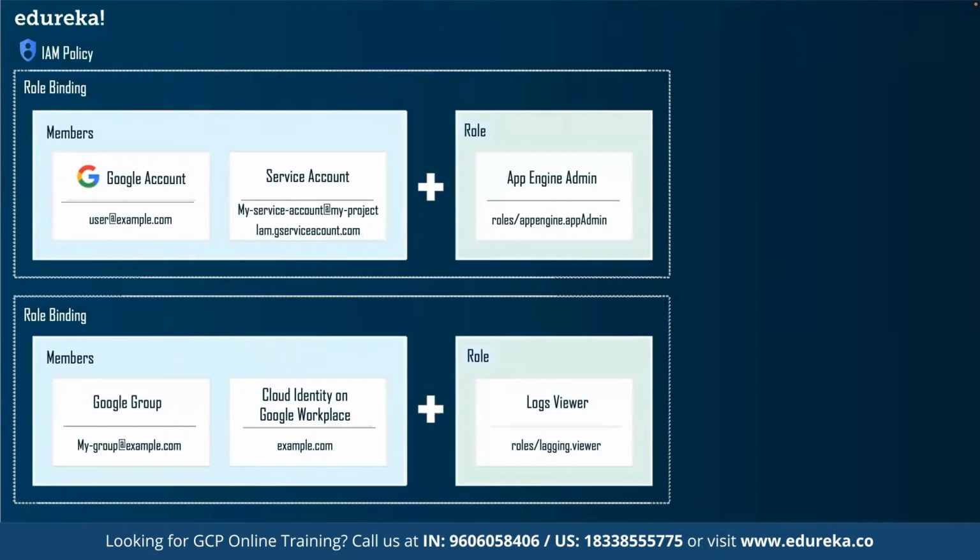Okay. Now, in this diagram, for example, the allow policy binds the principal user@example.com to the App Engine admin role, that is roles/appengine.appAdmin. If the allow policy is attached to a project, the principal, that is the person who is accessing with the help of this email address, can gain the access specified by the roles within that particular project. Okay, this is the core idea about this IAM.